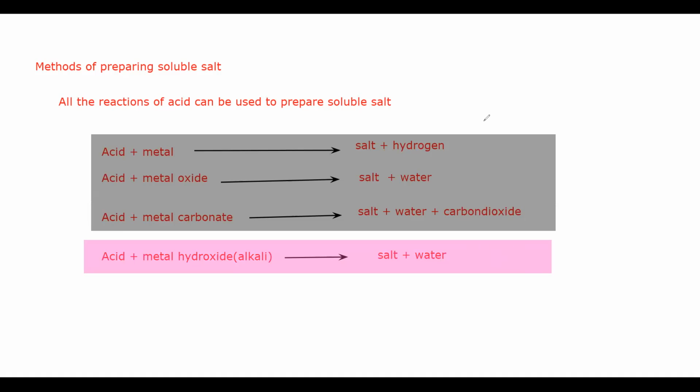In these techniques, we have a container filled with acid, and we add a solid to it. It can be metal, metal oxide, or metal carbonate. Then we filter the unreacted solid and do crystallization. But here we use the technique of titration. We use a burette, a conical flask and a pipette to know how much acid is reacting with an alkali.